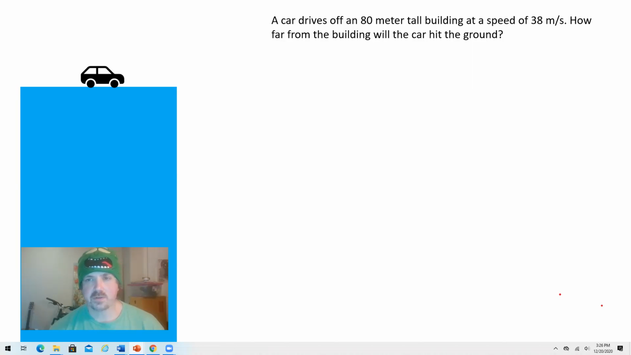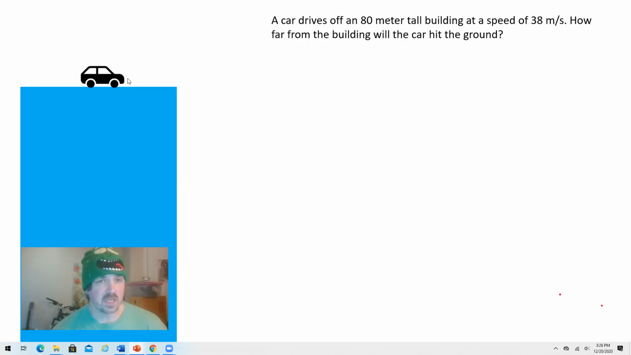Okay, so this is sort of what you would think of as a classical example of a two-dimensional projectile problem. The projectile being the car. The reason that it's two-dimensional is because although we start off with just one dimension, with the car just moving in the horizontal axis, as it leaves the edge of the building, it's going to start to fall, which means that it's going to start moving in two dimensions, right?